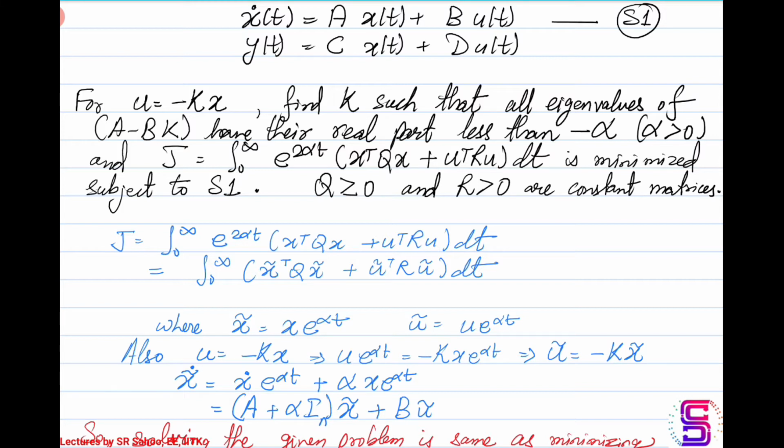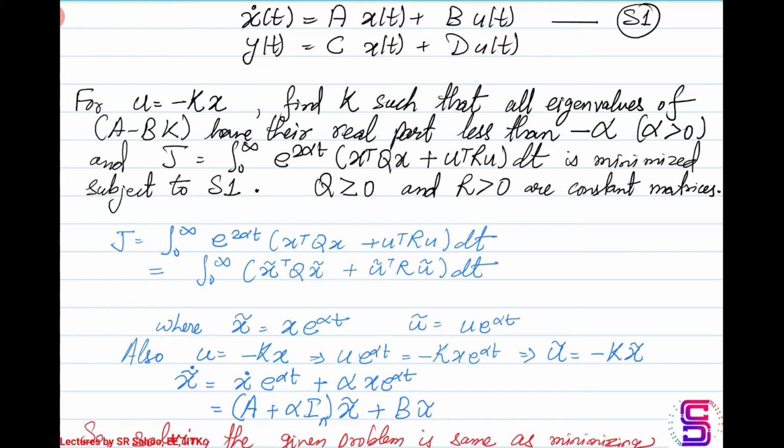Okay, so now the specification that we have is that K has to be such that all eigenvalues of A minus BK should have their real part to be less than minus alpha. Alpha is a positive constant, and the cost J equal to integral from 0 to infinity of e^(2αt)(x^T Q x + u^T R u) dt is minimized while subjected to the system dynamics S1. Okay, Q is a positive semi-definite real symmetric matrix, R is a positive definite real symmetric matrix, and they are constant matrices.